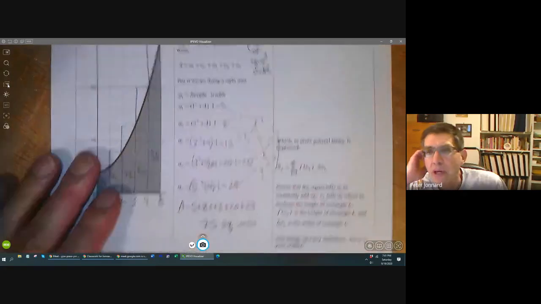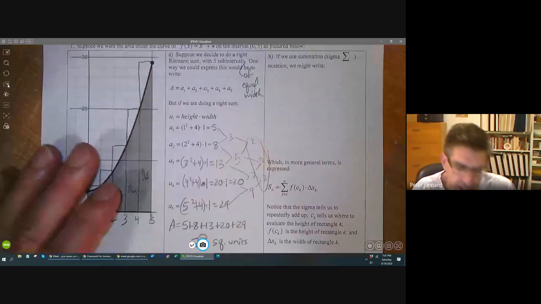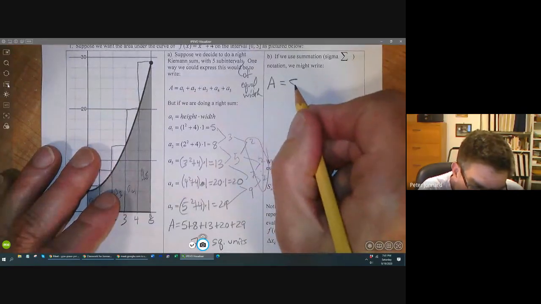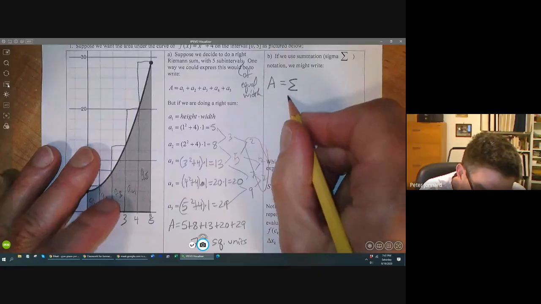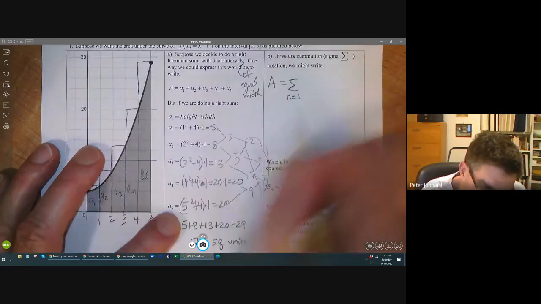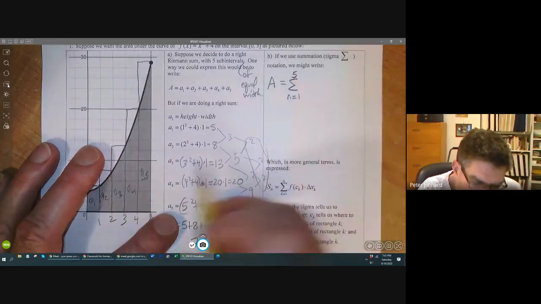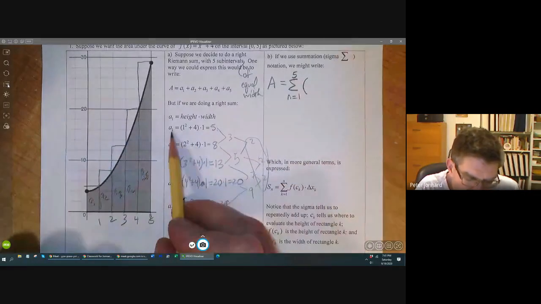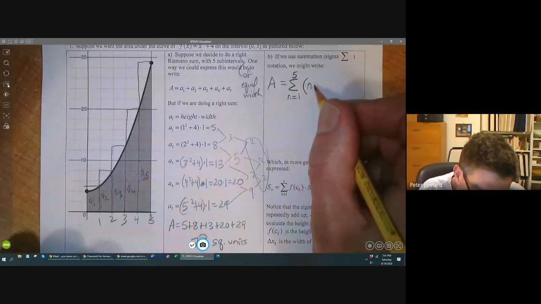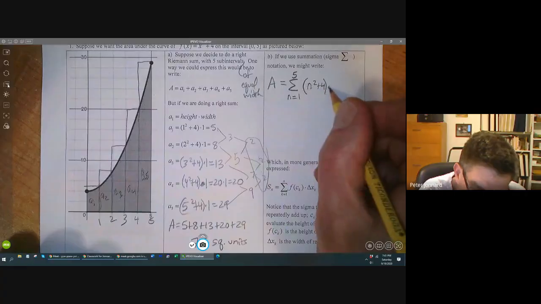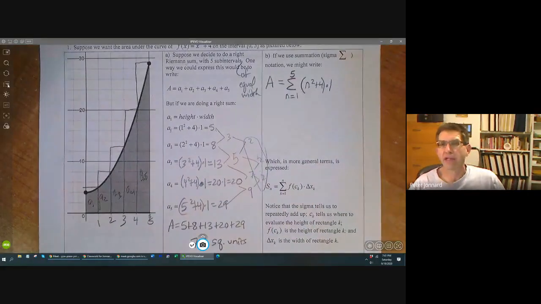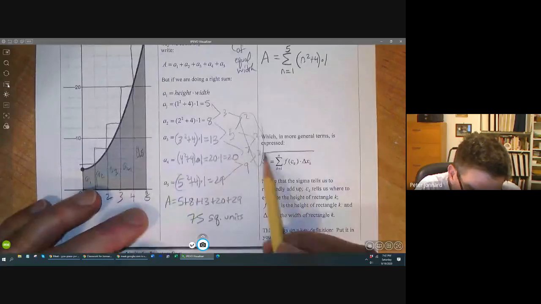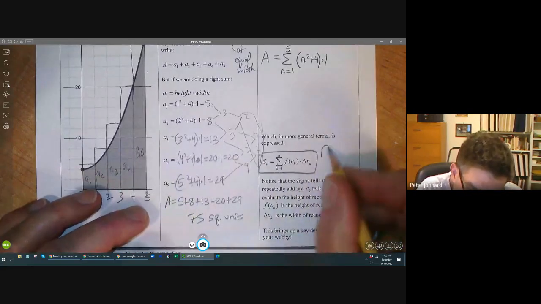Okay. If we use summation notation, we might write that the area is the summation from n equals 1 to 5 of, okay, when it was 1, we put a 1 in here, n squared plus 4, and then times the width. Okay, and there we have it. All right, and in more general terms, this is generally how Riemann sums are written.